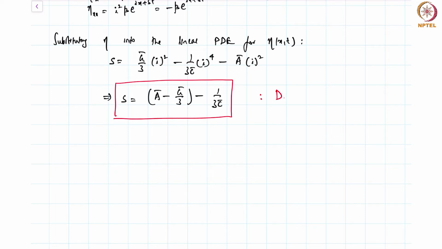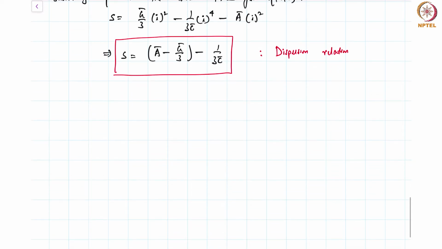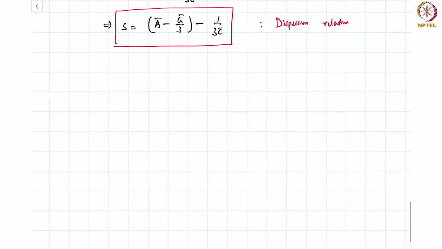This is my dispersion relation. Okay. This is a very important result that we've got. We've basically got the growth rate S in terms of the parameters A bar, which is the Hamaker constant, G bar, which represents gravity, and C bar, which represents the capillary number or the inverse of the capillary number. Okay. We look at a few special cases. We look at a few obvious ones.